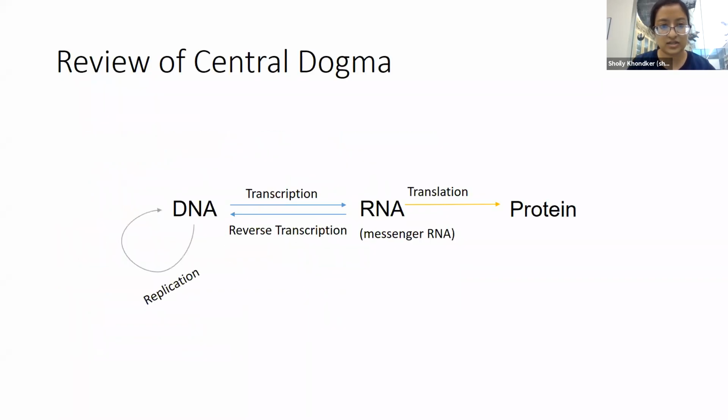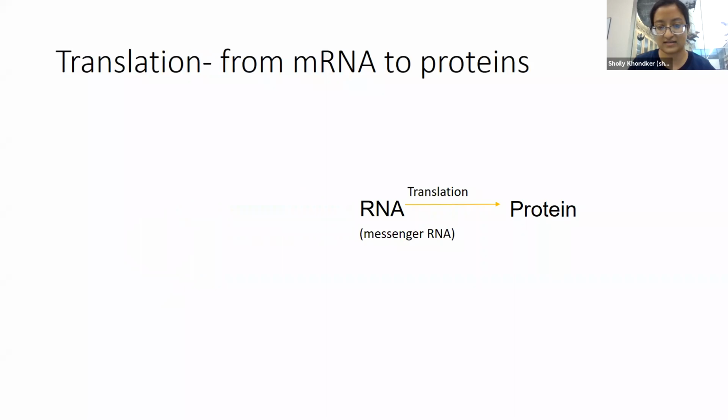Okay, so let's get into translation. We've gone over this a few times, but the main concept of flow of genetic information is that you go from DNA to RNA to messenger RNA to protein. So we've covered transcription and reverse transcription, which is the relationship between DNA and RNA. And today we're going to focus on translation, which is how messenger RNA is translated into amino acid chains, which comprise proteins.